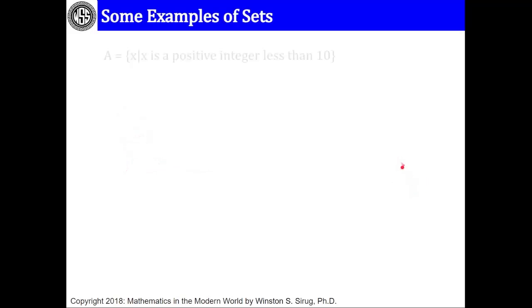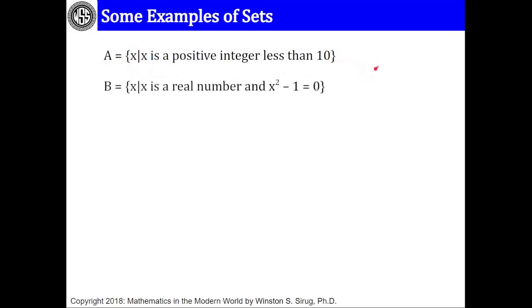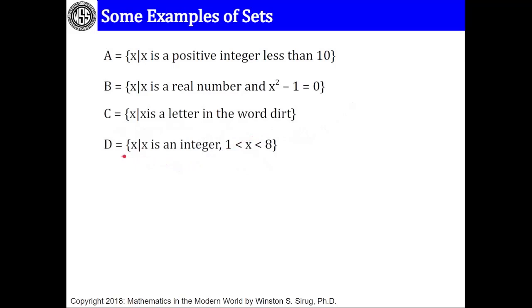So what are examples of sets? So sets, we have A is equal to the set of X such that X is a positive integer less than 10. So ano bang ibig sabihin nitong set na ito? Meron tayong example ng set ulit. B equals the set of X such that X is a real number and X squared minus 1 is equal to 0. So C, we have the set of X such that X is a letter in the word dirt. So D is equal to the set of X such that X is an integer, 1 less than X, and X is less than 8.